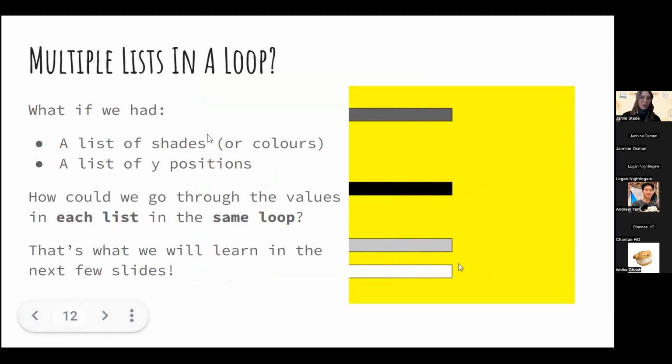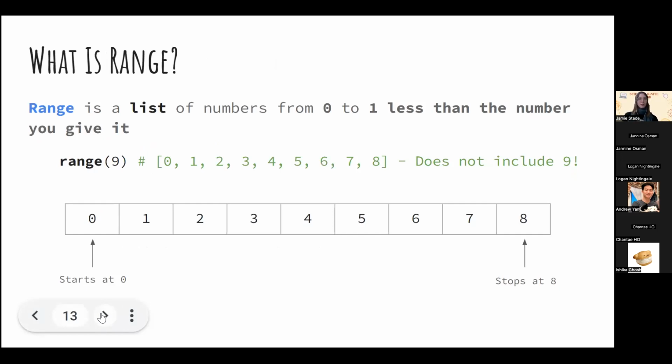Another example is, what if we had a list of shades and a list of Y positions? How could we go through the values in each list in the same loop? Range is a list of numbers from 0 to one less than the number you give it. For example, if you made range 9, that would be the range from 0 to 8. It will not include 9, so it will start at 0 and stop at 8. So you will have 9 values in this range altogether, including 0.